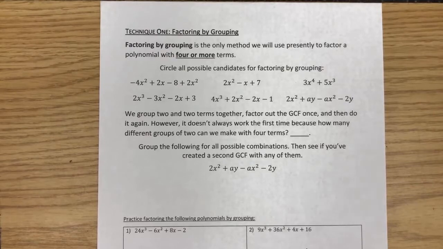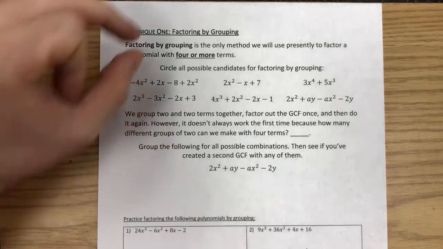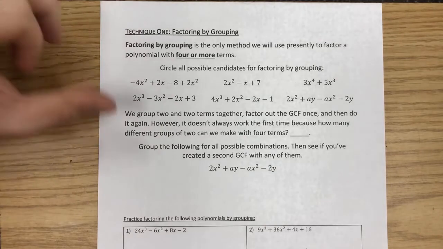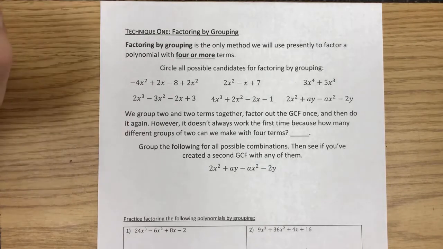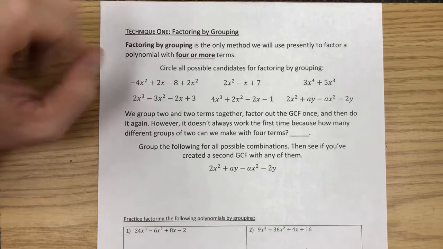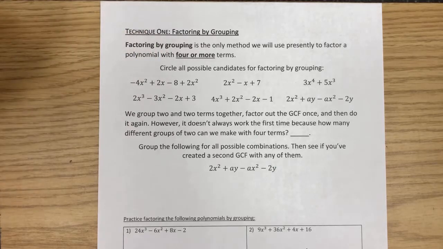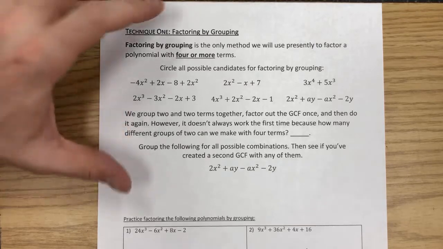Okay, so this topic is going to be our first factoring topic, and it's going to be factoring by grouping. Now, factoring by grouping, presently, the way we're going to set this up is a good candidate is going to be 4 or more terms. So let's take a quick look at 4 or more terms and see which ones fit that criteria.